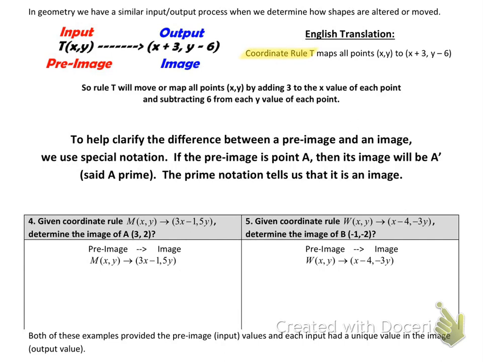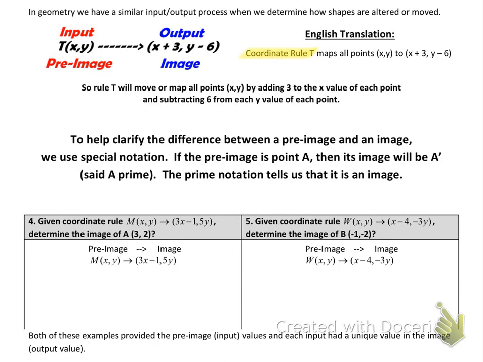So just like we have those terms input and output for a function, we have similar terms for a coordinate rule. We have our preimage and image. So you can use them interchangeably almost, but a lot of times I'm going to refer to them as the preimage and the image. Preimage is what you start with. After you've done the transformation, you're going to get an image as an output.